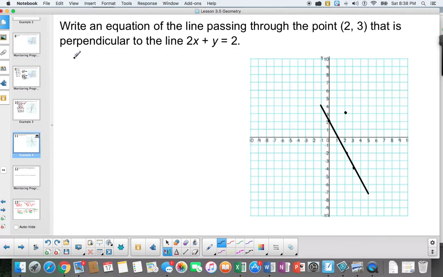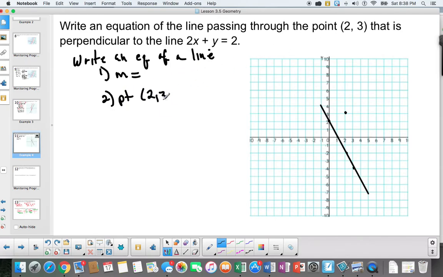All right, so I want to write an equation of a line, and I'm going to need to know two things. I need to know the slope, and I'm going to need to know a point. And the point I already have, 2, 3. Okay, so I've been given a hint that I'm working with 2x plus y is equal to 2. I'm going to move the 2x to the other side, and it'll become a little bit more familiar to you.